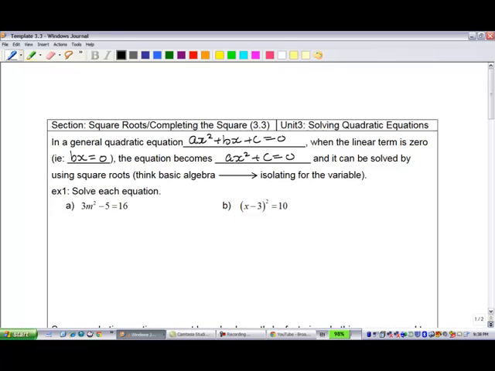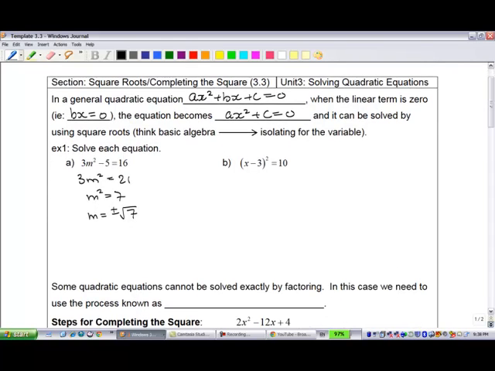Pretty straightforward, isolating for the variable. So we're going to use inverse operations. Adding 5, we get 21. Dividing by 3, we get 7. And taking the square root, we get root 7. But remember, anytime you take the square root, we're going to have a little plus or minus in there.